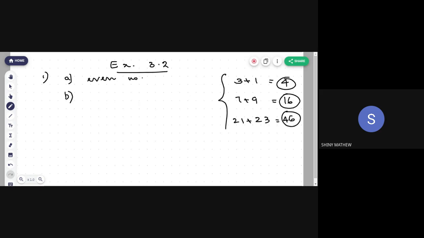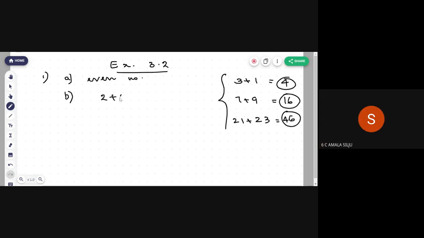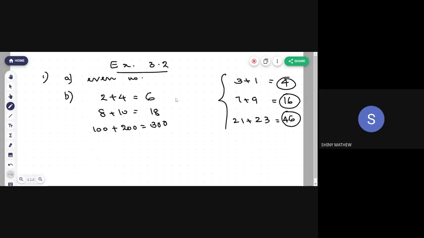When we add two even numbers, what will be the answer? Odd or even? Even number. Okay, then here we can take some different even numbers. These all are even numbers. When we add all these, we have an even number itself. So even if we add two even numbers or two odd numbers, we have an even number.